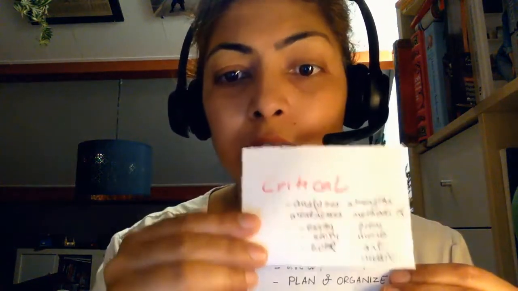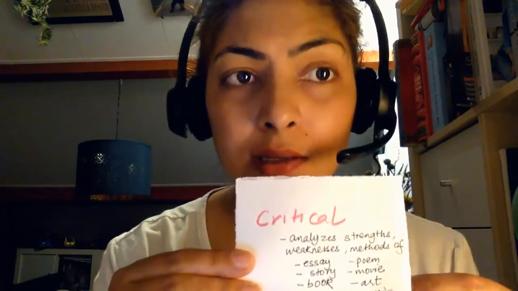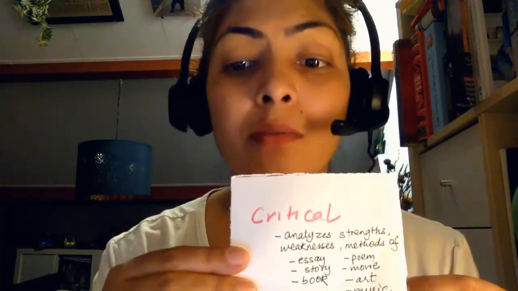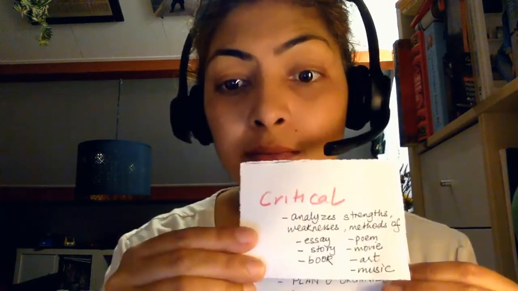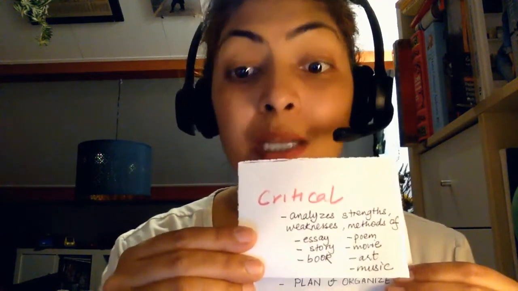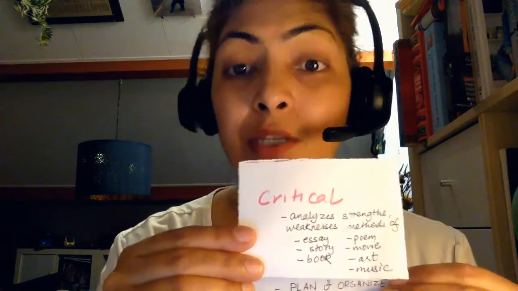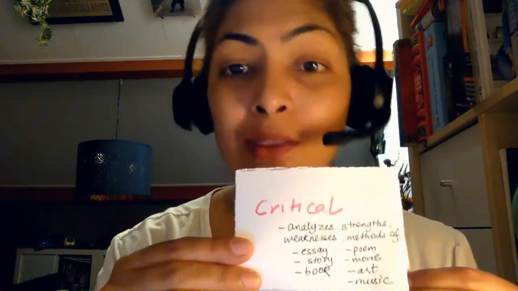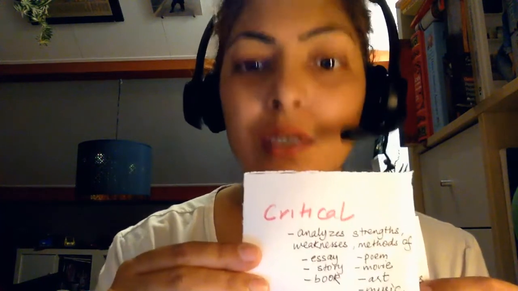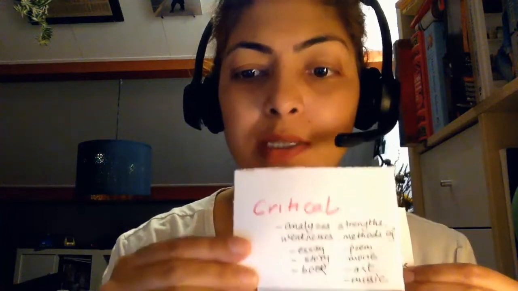Then you have, last but not the least, the critical essay. A critical essay analyzes strengths, weaknesses, or the methods used to write something: somebody else's story, a book that you may have read, a poem, a movie, a piece of art, music. So you analyze the strengths and the weaknesses. So you kind of criticize. You also appreciate. So you give the positive points plus the negative ones. So that's a critical essay.